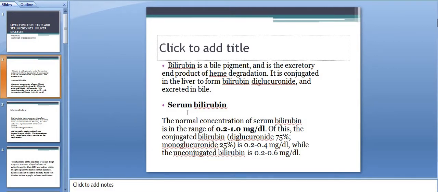Now let us discuss serum bilirubin. The normal concentration of serum bilirubin is in the range of 0.2 to 1 mg per dl. Of this, the conjugated bilirubin, diglucuronide 75% and monoglucuronide 25%, is 0.2 to 0.4 mg per dl, while the unconjugated bilirubin is 0.2 to 0.6 mg per dl.